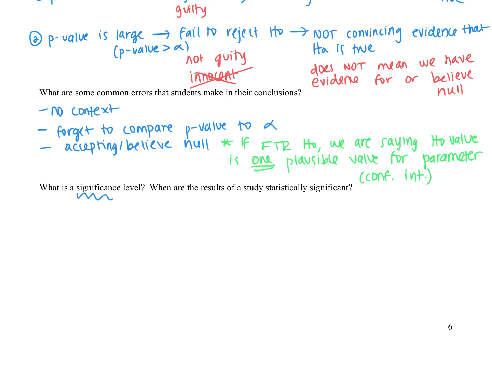Okay, a significance level. That is what I keep labeling with alpha. A significance level is the boundary between what we consider a small and a large p-value. So a lot of times it's 0.05. We say anything less than 5% is considered a small p-value. That's normally the case, but that's not always the case.